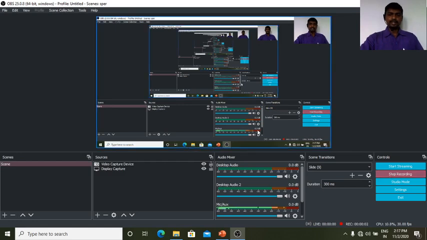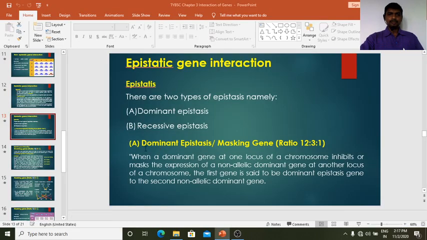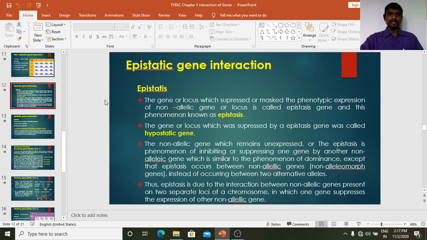Welcome back, dear students. Now we are at the stage of epistasis. We are discussing the genetic interactions. The first genetic interaction that we studied are non-epistatic genetic interactions, for example, complementary genes and duplicate genes. Now we are discussing epistatic genetic interaction.